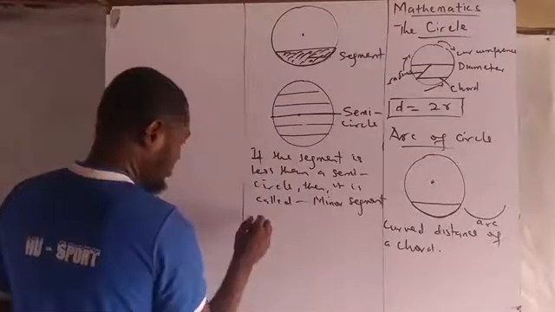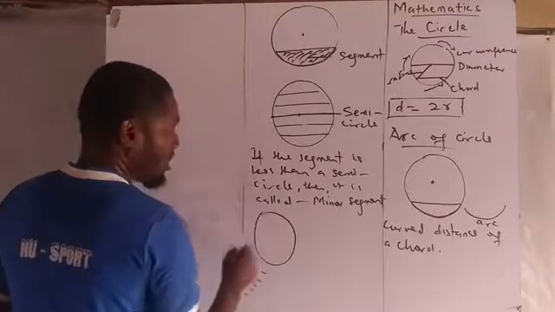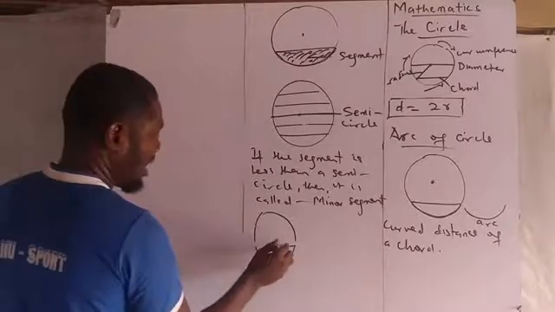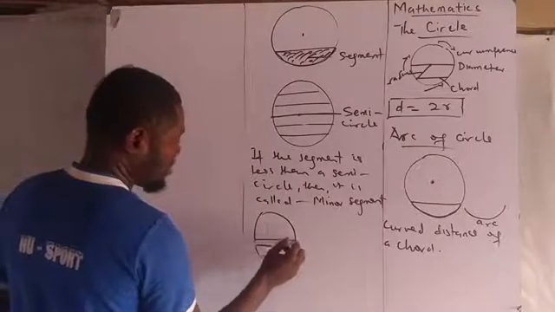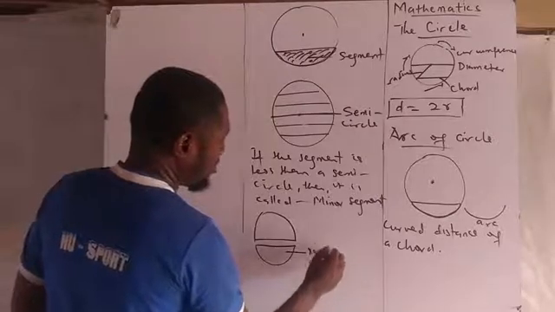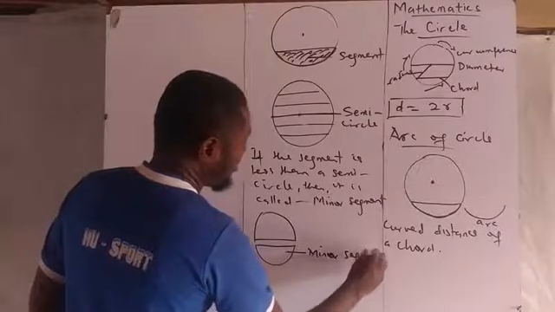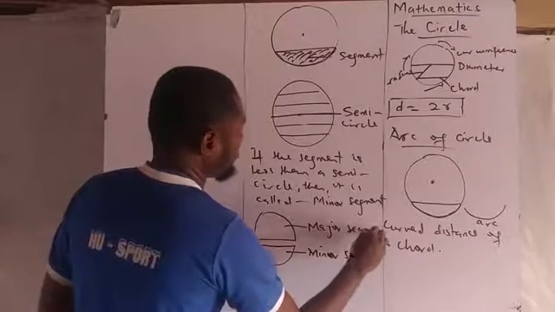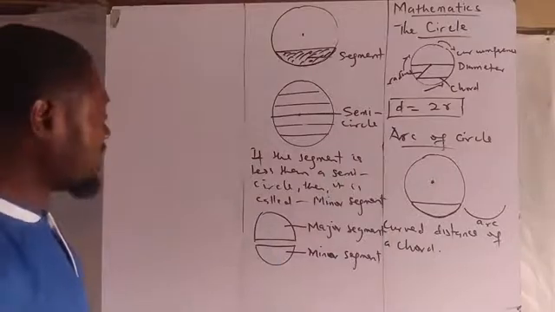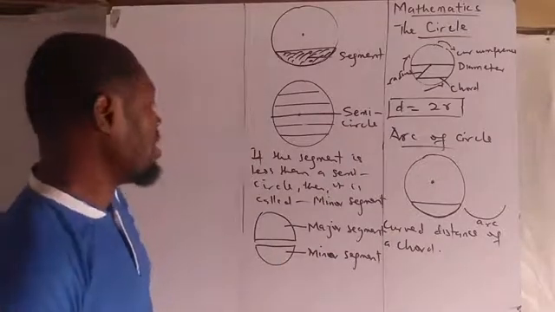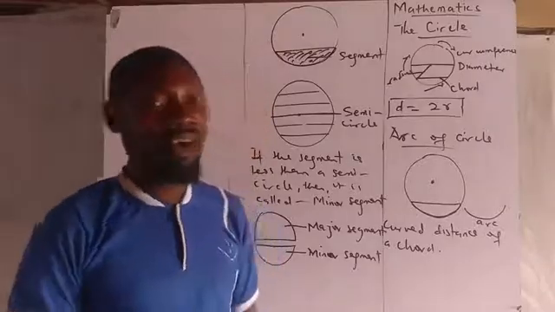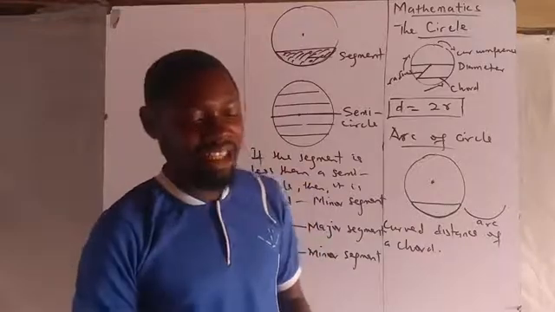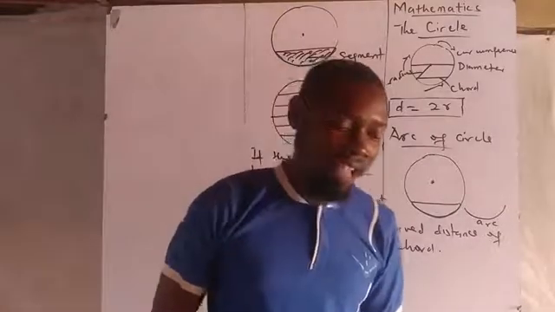Look at it. You have this as a circle given. You have that. This is minor segment. This is major segment. If the segment is more than a semicircle, it is called major segment. If it is less than a semicircle, it is called minor segment.